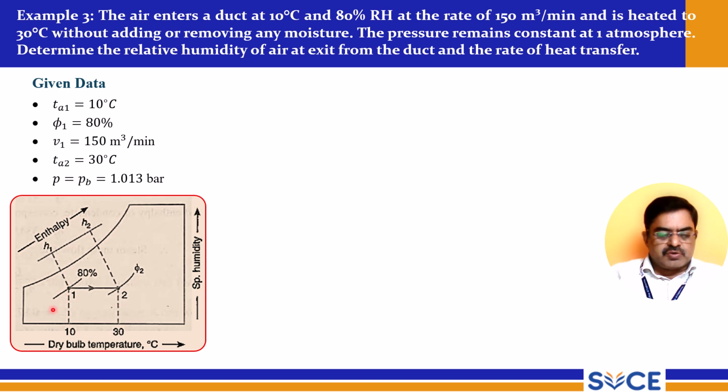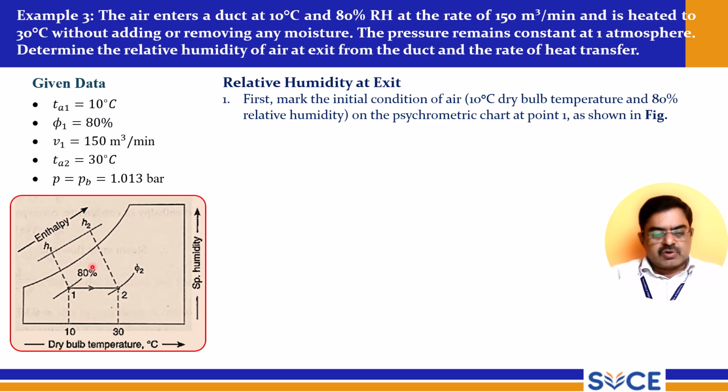So relative humidity at point 1 is 80 percent and relative humidity at point 2 is unknown. Phi 2 we have to find, and H1 and H2 can be found from the psychrometric chart. So, relative humidity at exit. That is the first mark: the initial condition of air, 10 degrees Celsius dry bulb temperature and 80 percent relative humidity on the psychrometric chart at point 1.